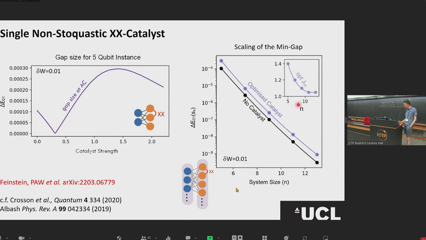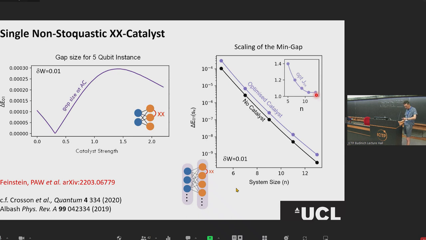One good thing to come from this, at least apparently with the sizes of systems we're looking at so far, is that the optimum value of this catalyst strength, this single XX non-stochastic coupler, does seem to saturate at high values of N, suggesting that, in general, if you have a large problem of this kind, you can just dial up that value of catalyst and you may get some improvement. We're currently looking at extending this to larger system sizes.